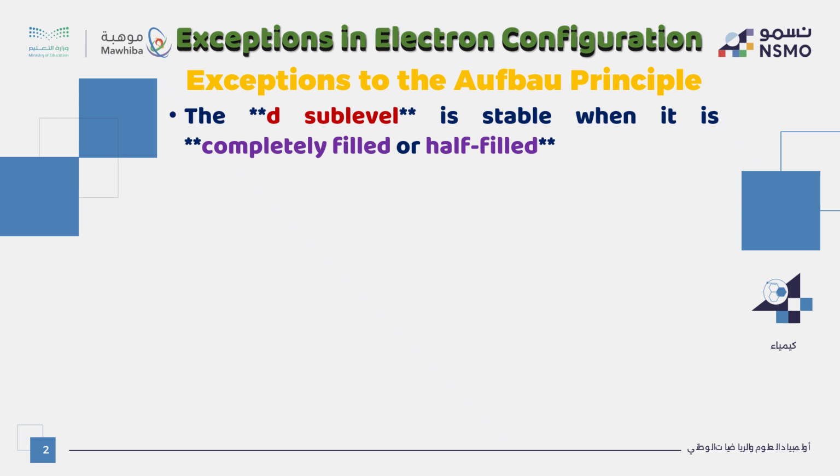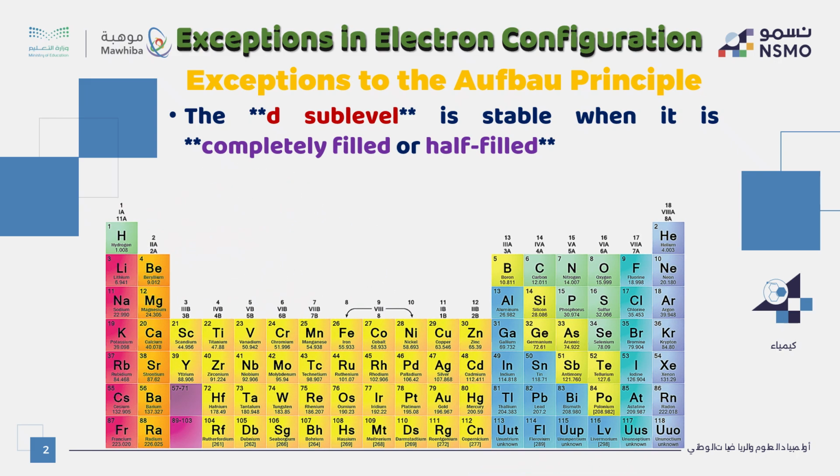The d sublevel is more stable when it is half-filled with 5 electrons or fully filled with 10 electrons. To achieve this stability, an electron may move from the 4s orbital to the 3d orbitals. We start with the first exception.